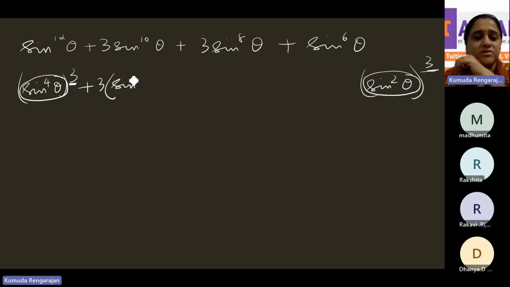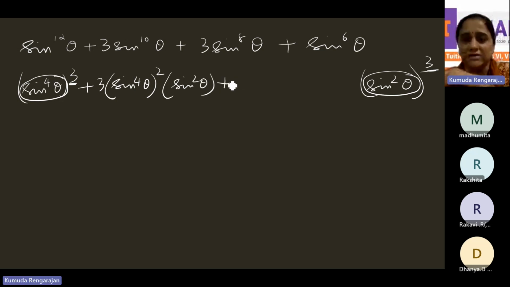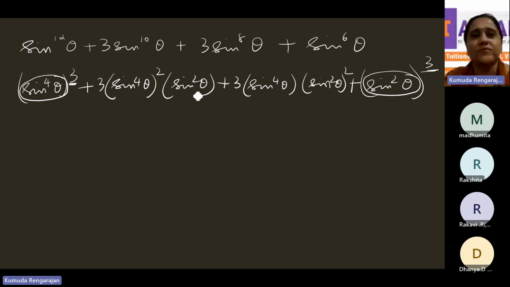So 3 into a square. This is a, correct? This is only a square. And b. Then the next term in the identity is plus 3ab square. So write the b term and square it, plus b cube. Now verify if it's correct. 4 2s are 8, so it will be sine to the power 8 theta and sine square theta, correct?